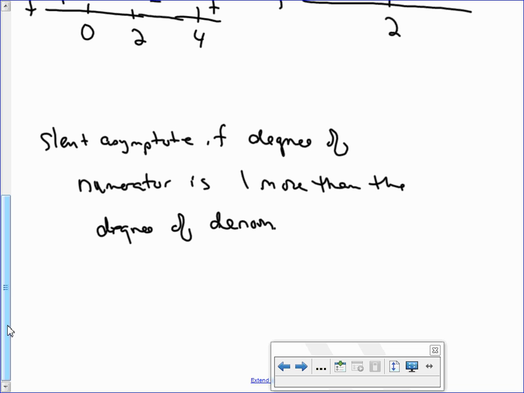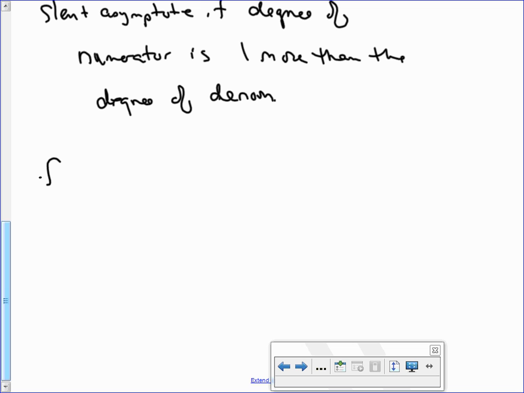you're going to have a slant linear asymptote. So this problem, I'm going to write the problem over again. We have x squared in the numerator, and we have x in the denominator. So it's exactly 1 higher, the power is 1 more than in the denominator. So there's going to be a slant asymptote.